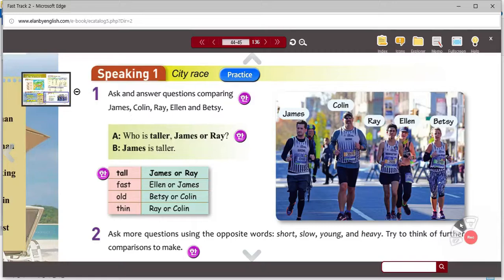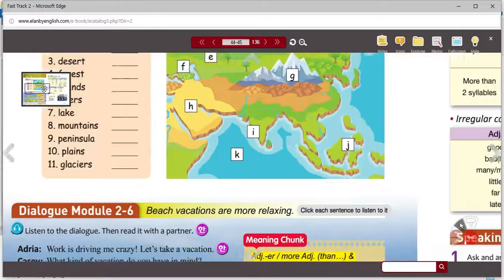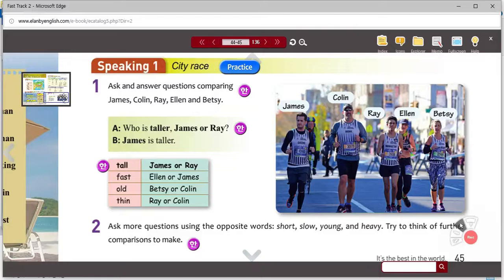Okay. As it says here in number 1, ask and answer questions comparing James, Colin, Ray, Ellen, and Betsy. And we're going to compare these people. All right. Now the first one is done for you. You're going to be talking about two people here, James and Ray, and you're going to talk about the element of height. Okay, so how tall they are.